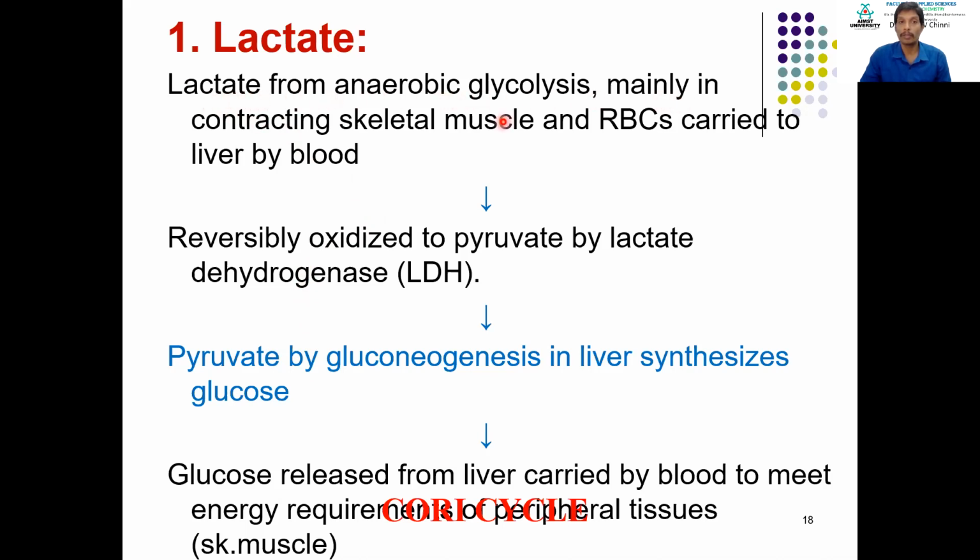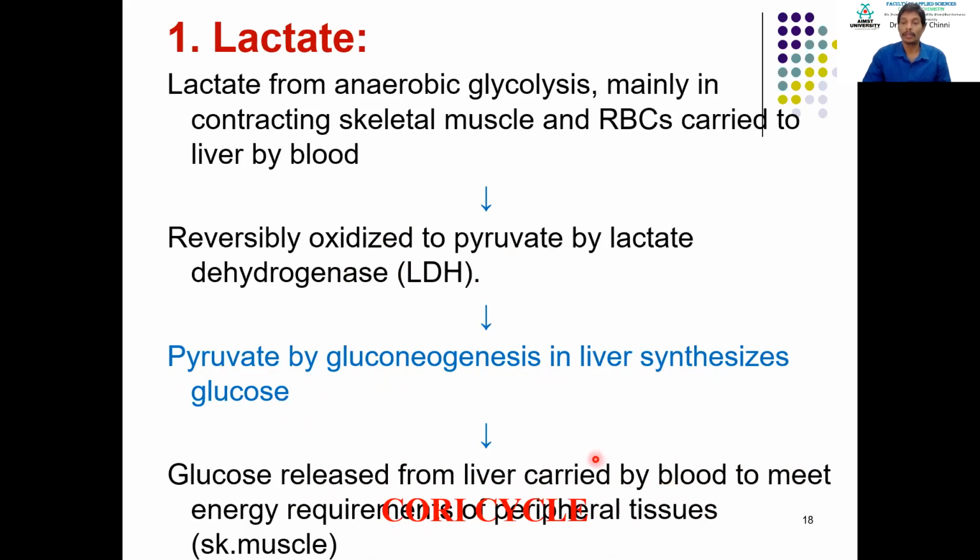Lactate from anaerobic glycolysis, mainly in the contracting skeletal muscles and RBC, is carried to the liver by the blood. So all will be collected by the blood and it will pass to the liver. And in the liver, it is reversibly oxidized to pyruvate by lactate dehydrogenase. So the reverse reaction of lactate into pyruvate happens in the liver cells. And pyruvate, by gluconeogenesis in the liver, synthesizes glucose. Then glucose is released from the liver into the blood to meet the energy requirement of the peripheral tissues. So again, this glucose will be passed to all the tissues. This is called the Cori cycle.